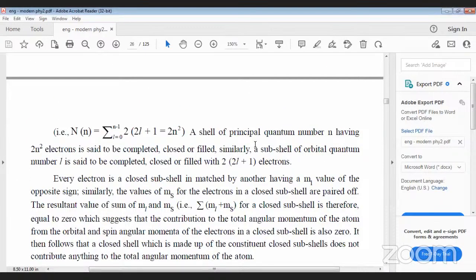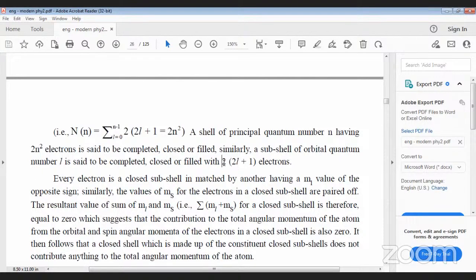Based on that, a shell of principal quantum number n having 2n square electrons is said to be completed. And also a subshell of orbital quantum number small l is said to be completed.